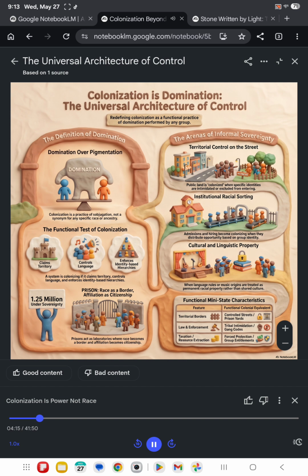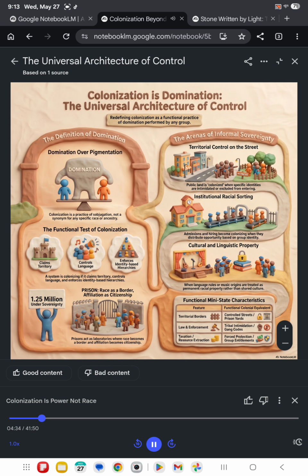Okay, subjugation. Yes. And then the text cross-references this with Merriam-Webster, which defines colonialism around the political and economic domination or control over another people or area. So domination is the key word here. But why spend so much time on dictionary definitions?